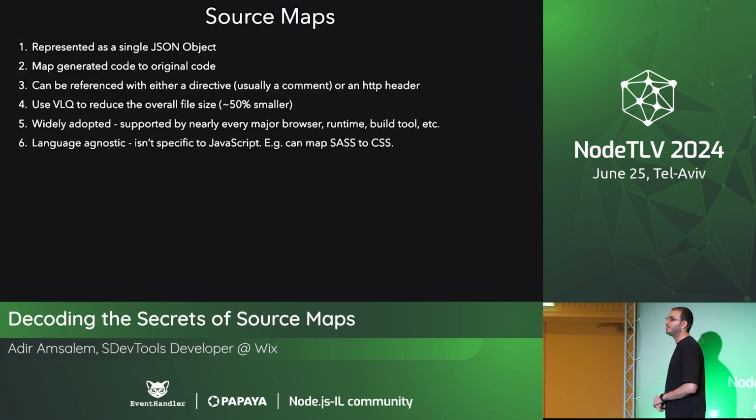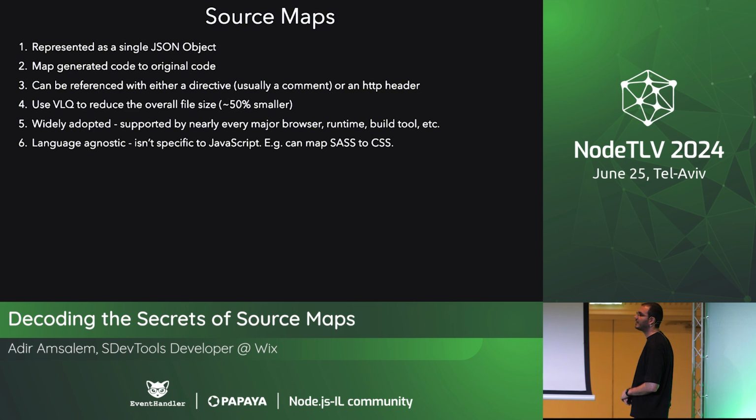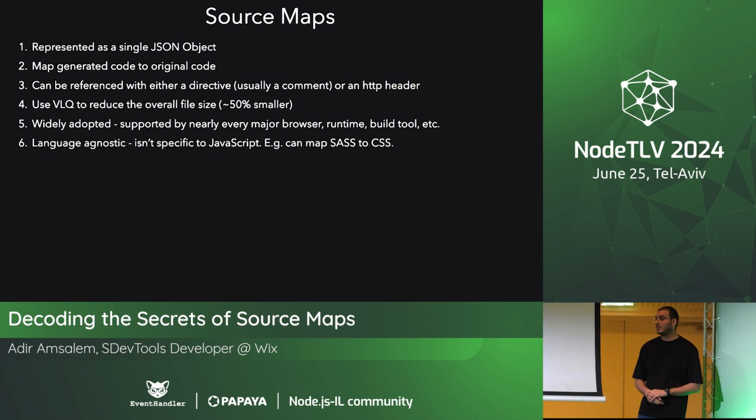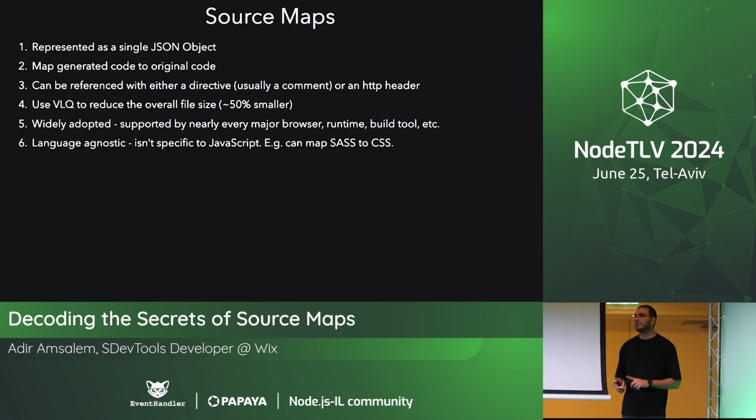So source maps are basically just a single JSON object. It maps generated code to original code. It can be referenced with either a comment, which we saw, or an HTTP header. This is also possible. It uses VLQ to reduce the file size. It is widely adopted. Every build tool, transpiler, browser, runtime, whatever supports source maps. And also, we usually see source maps in the JavaScript or front-end context. This is not specific to JavaScript.